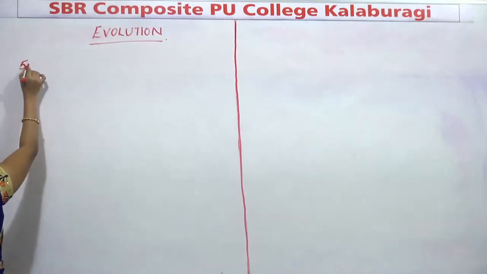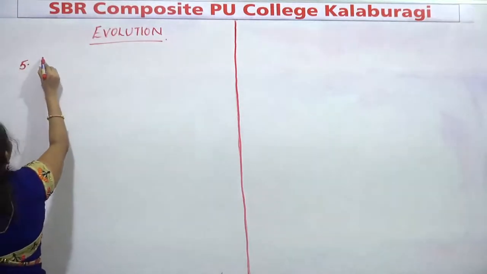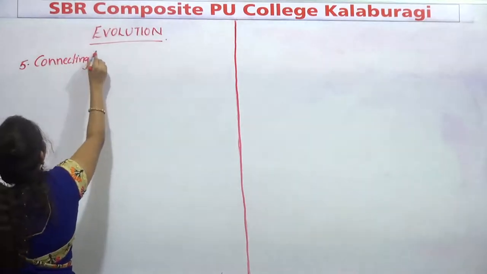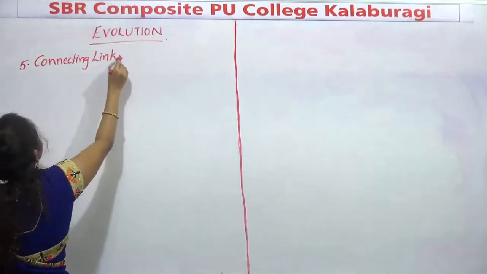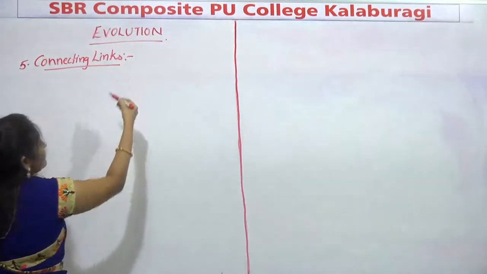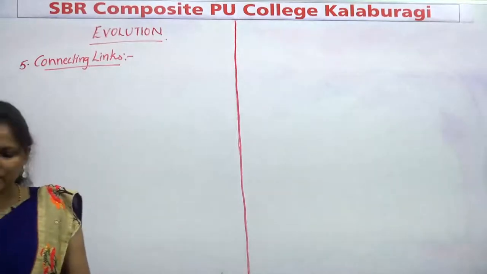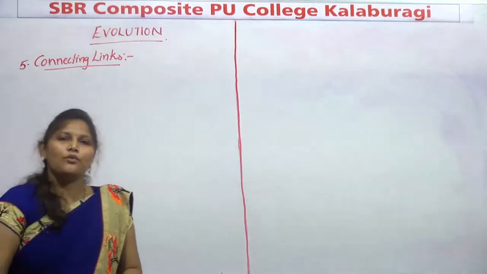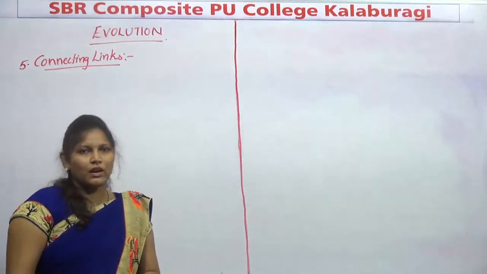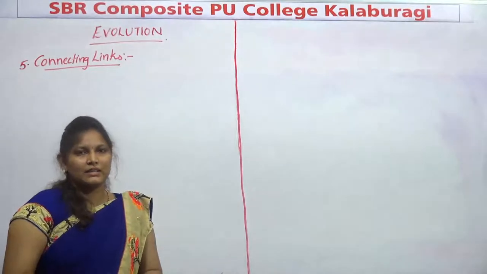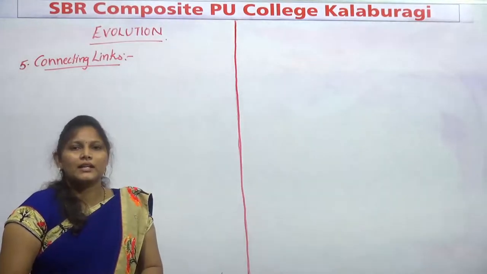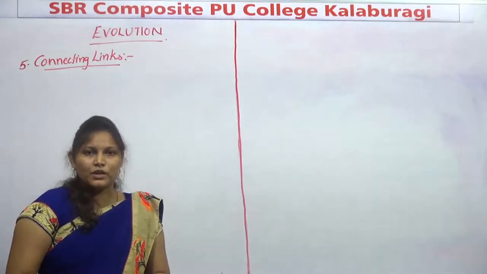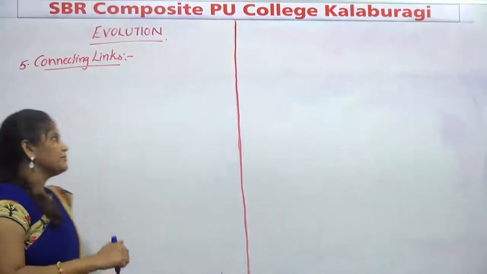The fifth one is connecting rings. As the name indicates, the organisms which are exhibiting the characteristic features of two different groups are known as connecting rings. Once again, see the statement. The organisms which are exhibiting the characters of two different groups are known as connecting rings.